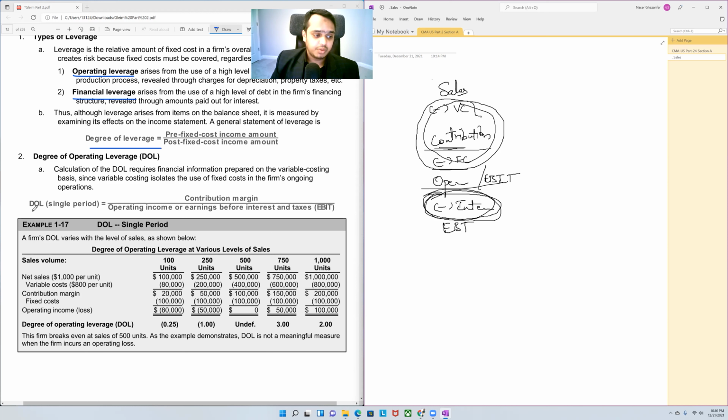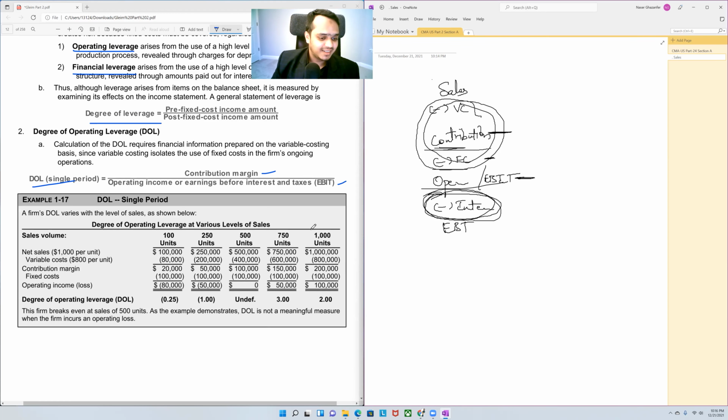And if you have to do it for a single period, it's nothing but your contribution margin divided by your earnings before interest and tax, which is nothing but this: your contribution margin divided by your earnings before interest and tax. What is the difference between the two? Fixed cost is the difference. Okay, I hope you guys are getting clarity there.